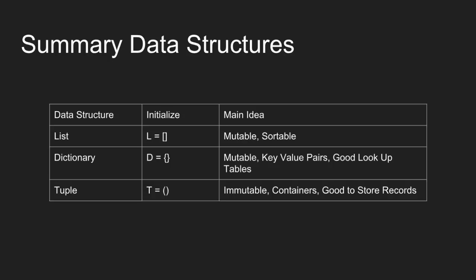Capital L is assigned the value, using the square brackets. And a list is mutable. That means you can add items to it or subtract, or append or pop and insert. We learned about those. And it's also sortable. Those are the strengths of a list.